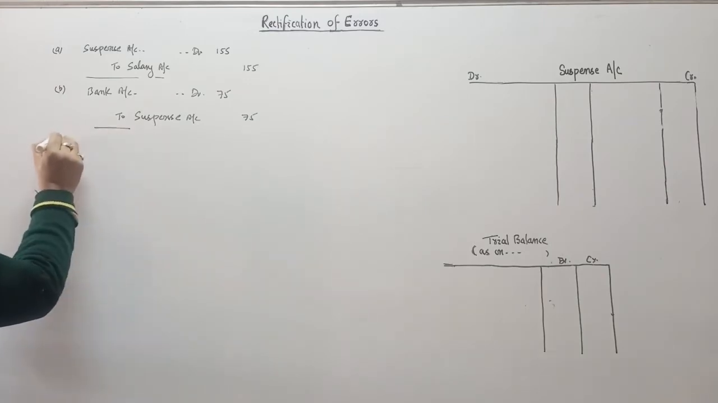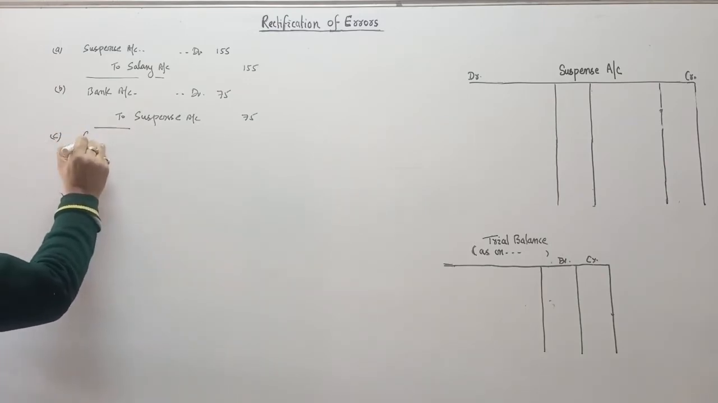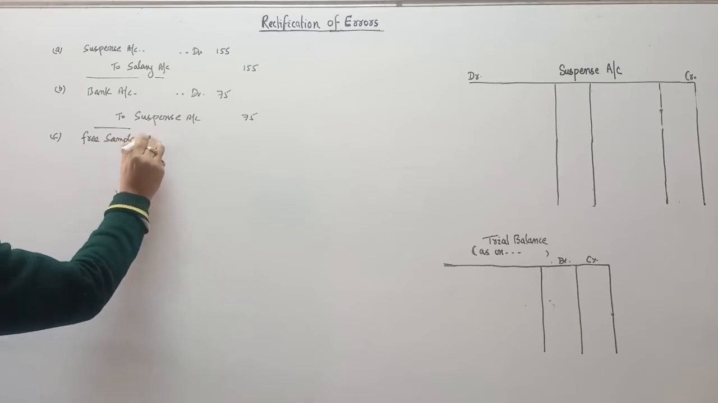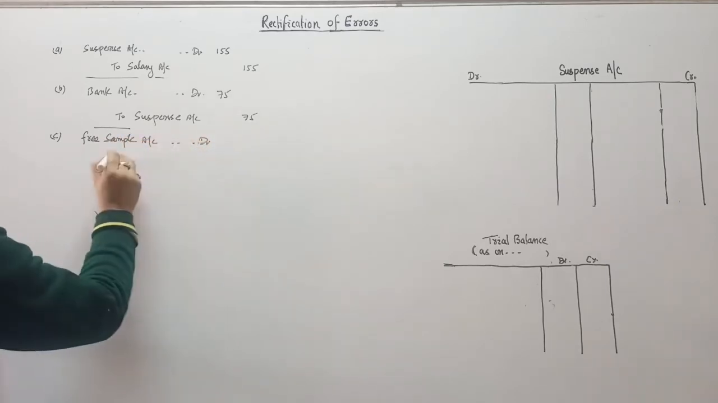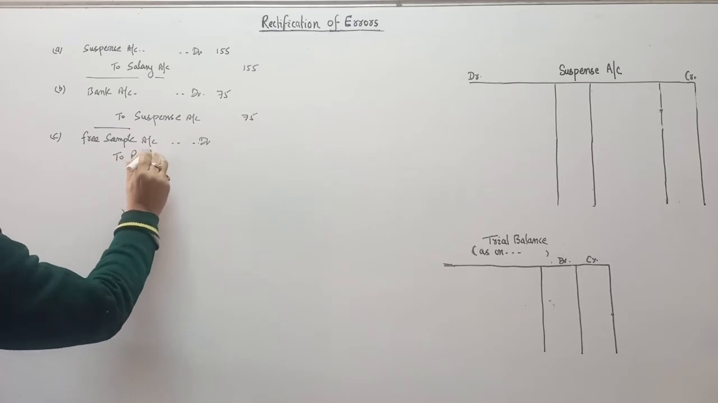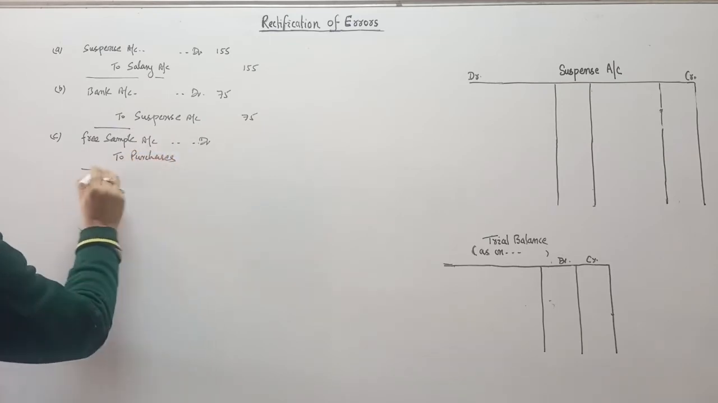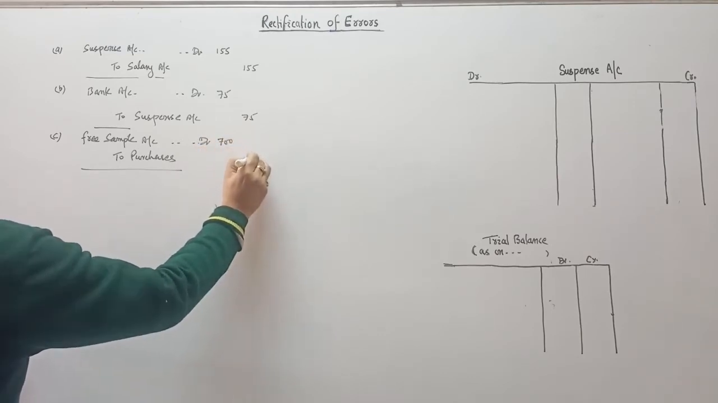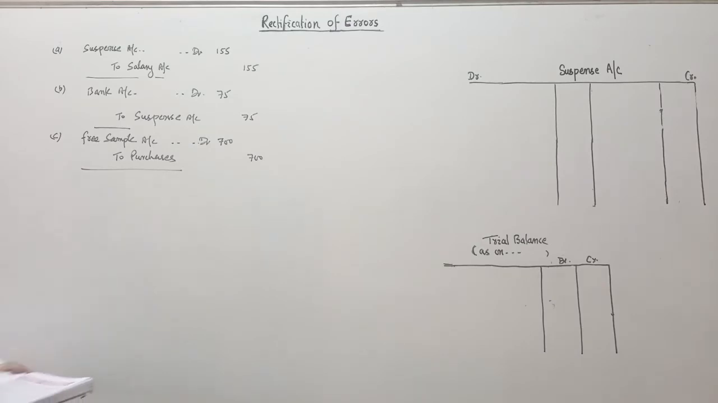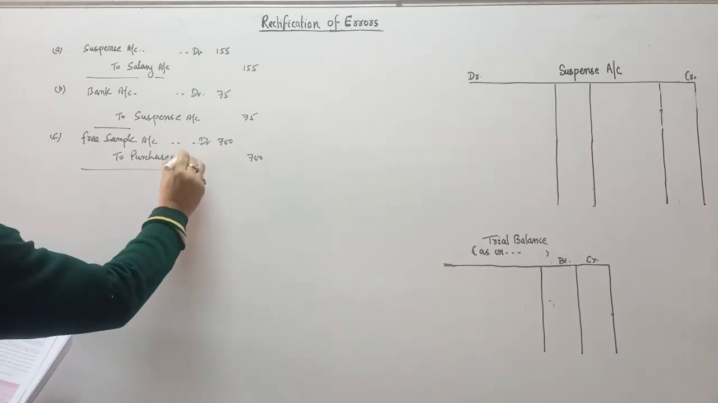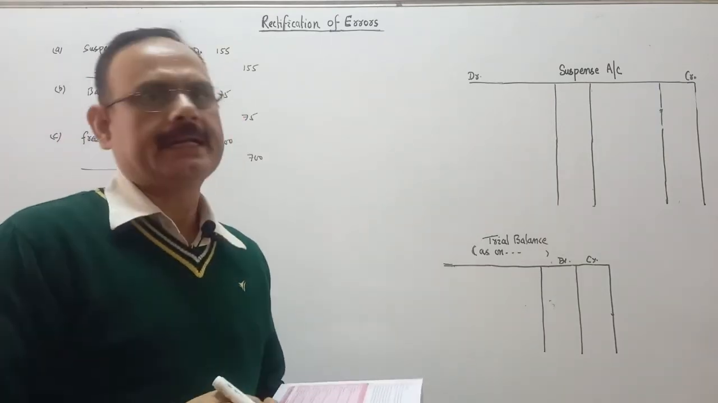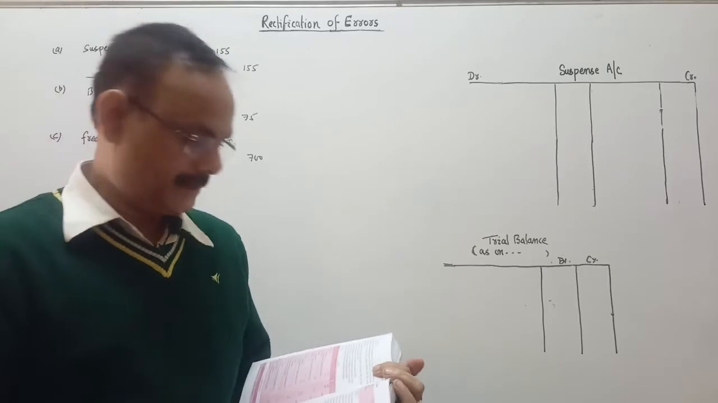So the third one will be when goods are given as a free sample. Free sample account debit, or you can write advertisement account debit, to purchase account. This is the right entry and you record this entry in the books. Free sample account debit to purchase account, 700, is an error of complete omission. It is not recorded in the books, in the journal proper.